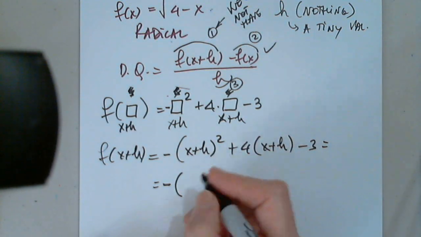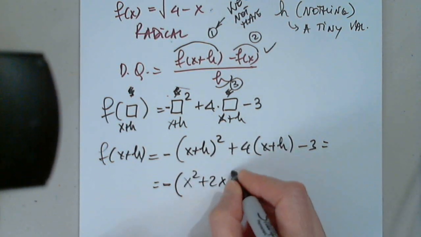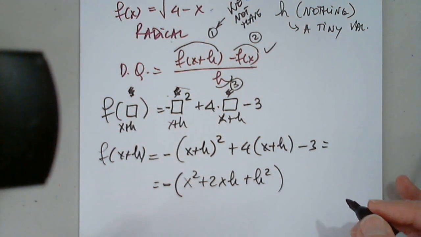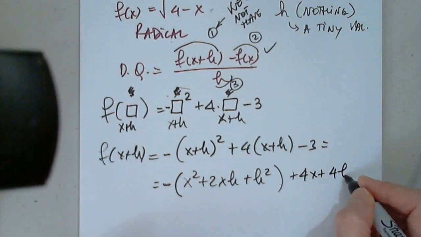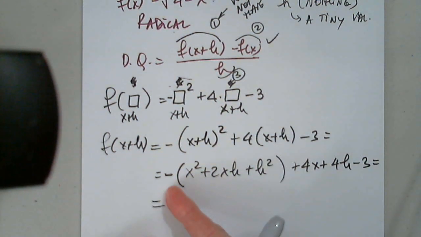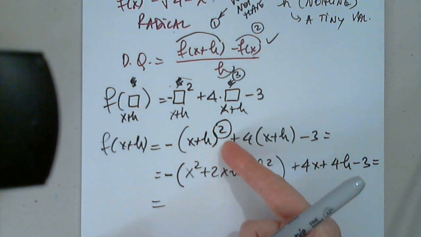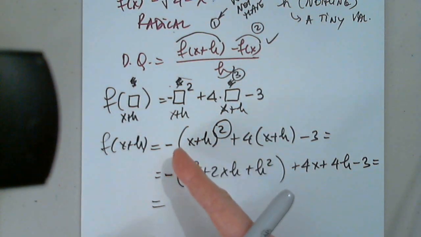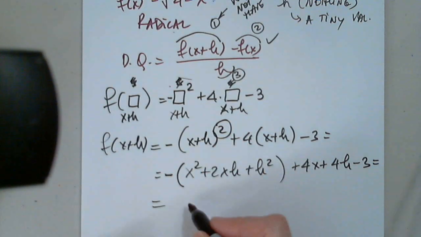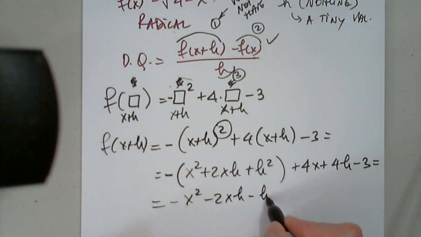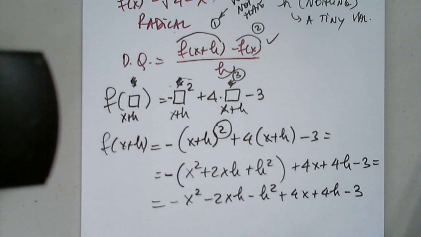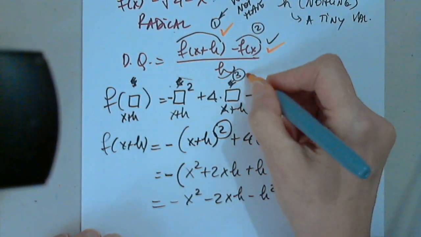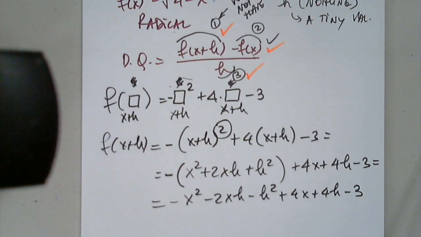And now, can anyone? x squared plus 2xh plus h squared. Very good. Thank you, Yulia. And then it's going to be plus 4x plus 4h minus 3. Excellent. Only now, by the order of operations, I have to square first, and then I have to distribute. Do not distribute and then square. So negative x squared minus 2xh minus h squared plus 4x plus 4h and minus 3. And now I can say, finally, I have all three pieces. Only now I will put them together and continue.